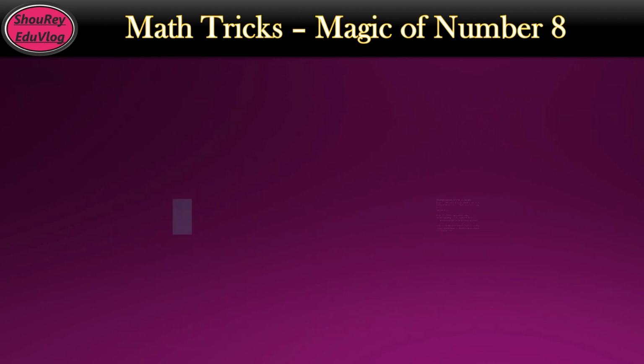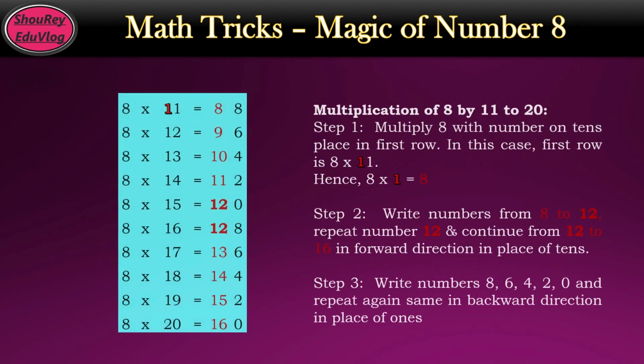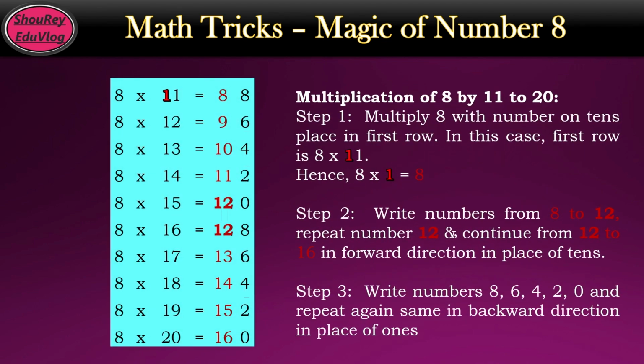Multiplication of 8 by 11 to 20. Step 1. Multiply 8 with the number on the tens place in the first row. The first row is 8 multiplied by 11. Hence, 8 multiplied by 1 equals 8. Step 2. Write numbers from 8 to 12. Repeat number 12 and continue from 12 to 16 in forward direction in place of tens. Step 3. Write numbers 8, 6, 4, 2, 0 and repeat again the same in backward direction in place of ones.